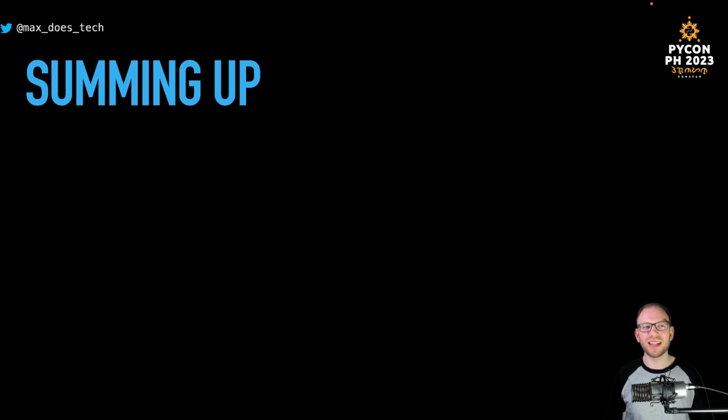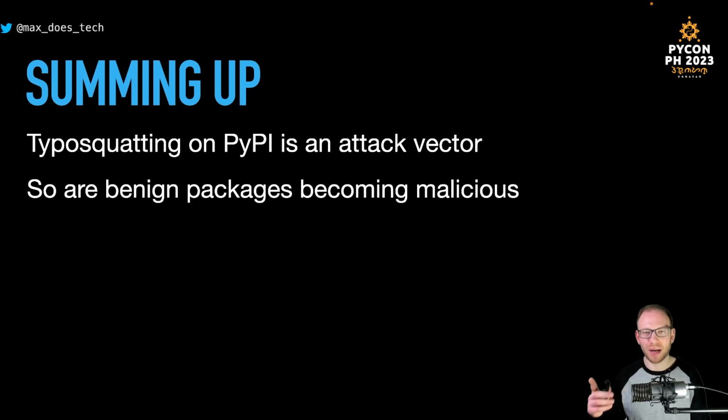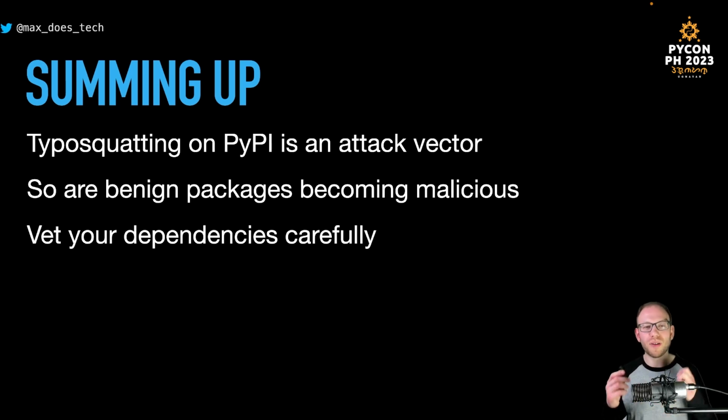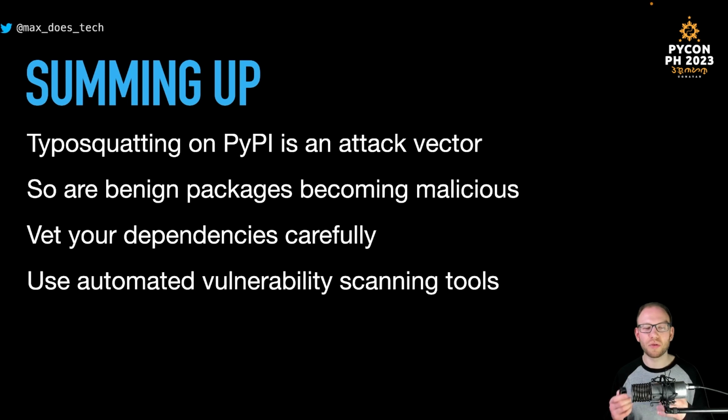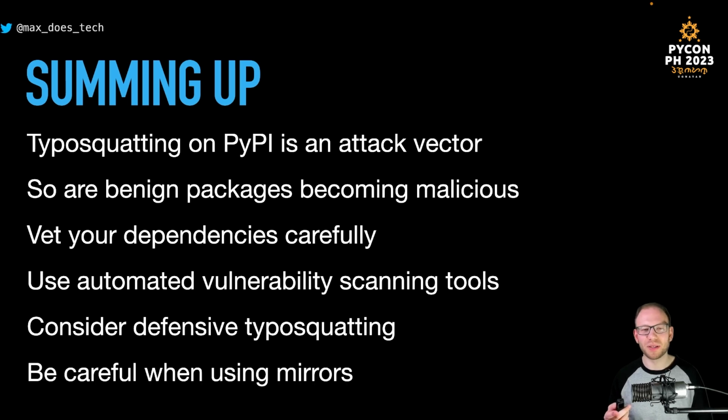All right, let's just have a quick sum up of everything we're talking about. Typosquatting on PyPI is a very real attack vector. Also, there are benign, innocent packages that become malicious over time or with a new maintainer. So you should vet your dependencies carefully, and you should use automated vulnerability scanning tools if you can. If you're a maintainer, you might want to use automated scanning tools and consider defensive typosquatting. You also might want to be careful when you're using mirrors.